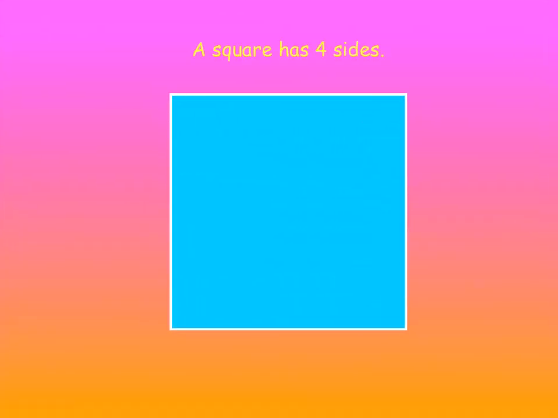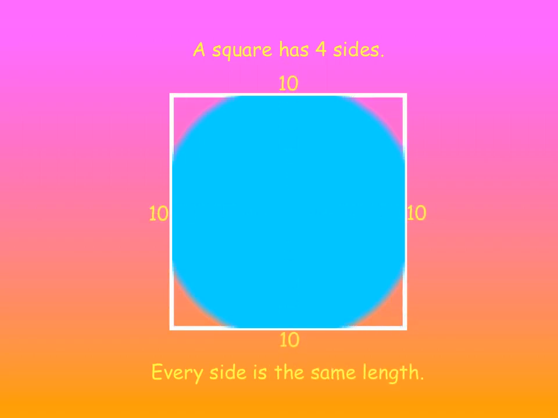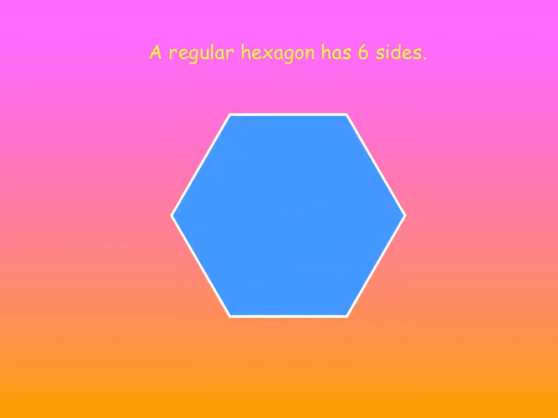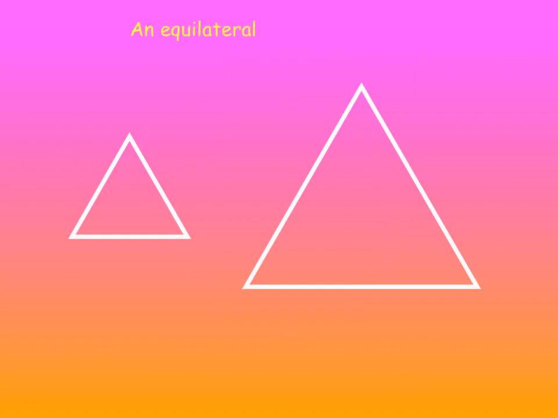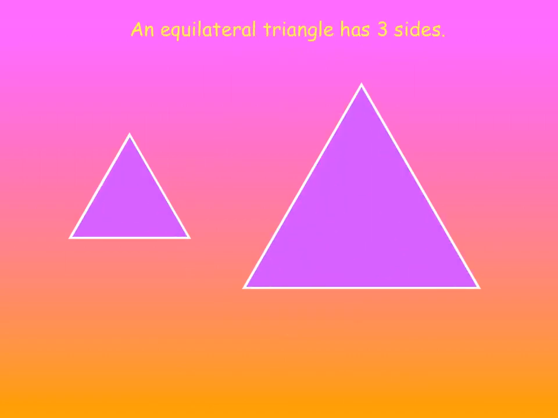A square has 4 sides, and every side is the same length. A regular hexagon has 6 sides, and every side is the same length. An equilateral triangle has 3 sides, and each side is the same length.